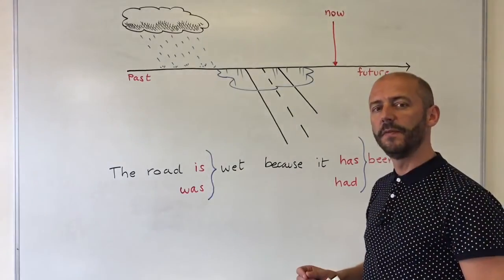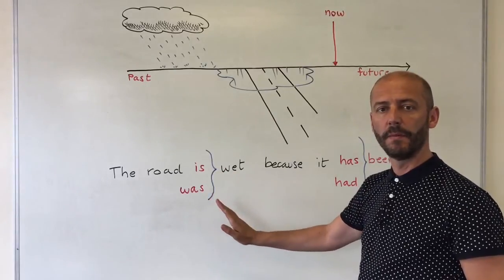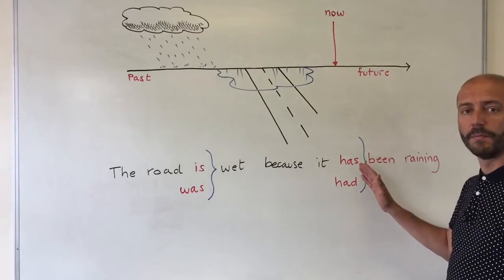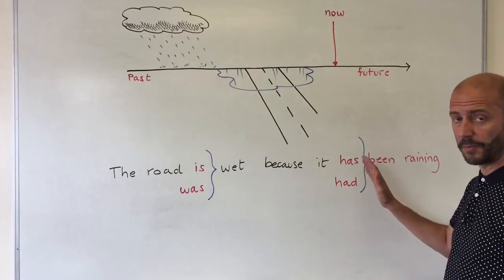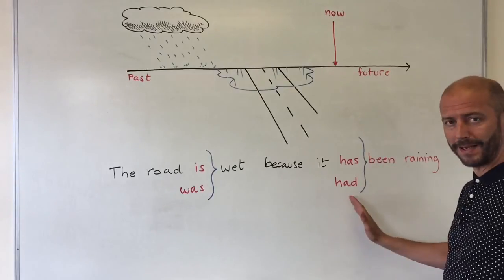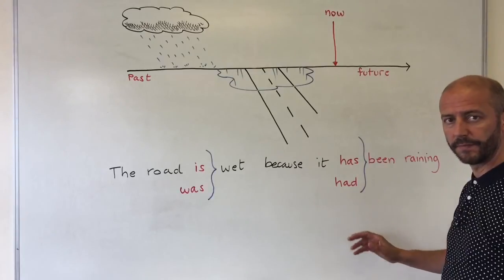As you can see, present simple becomes past simple, present perfect, in this case present perfect continuous, becomes past perfect continuous.